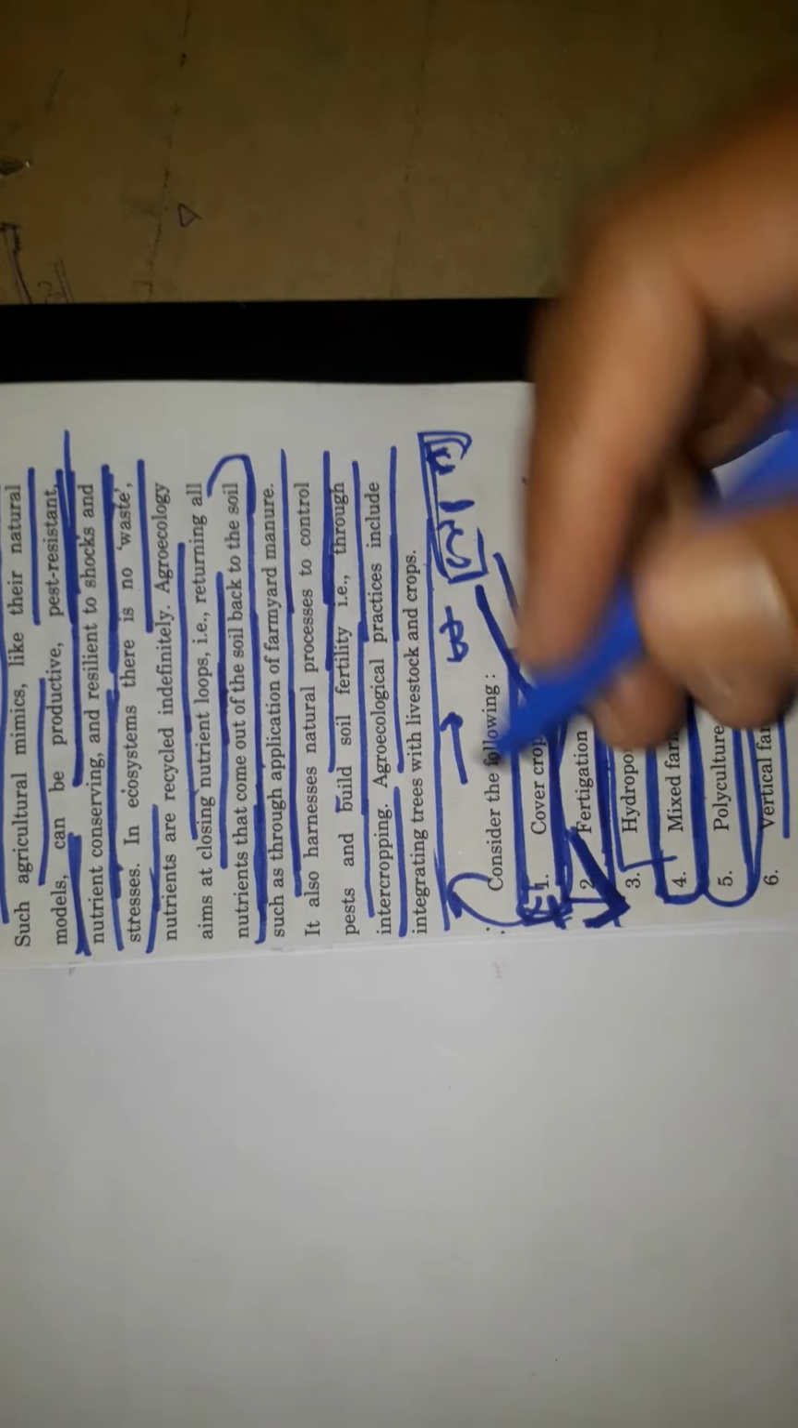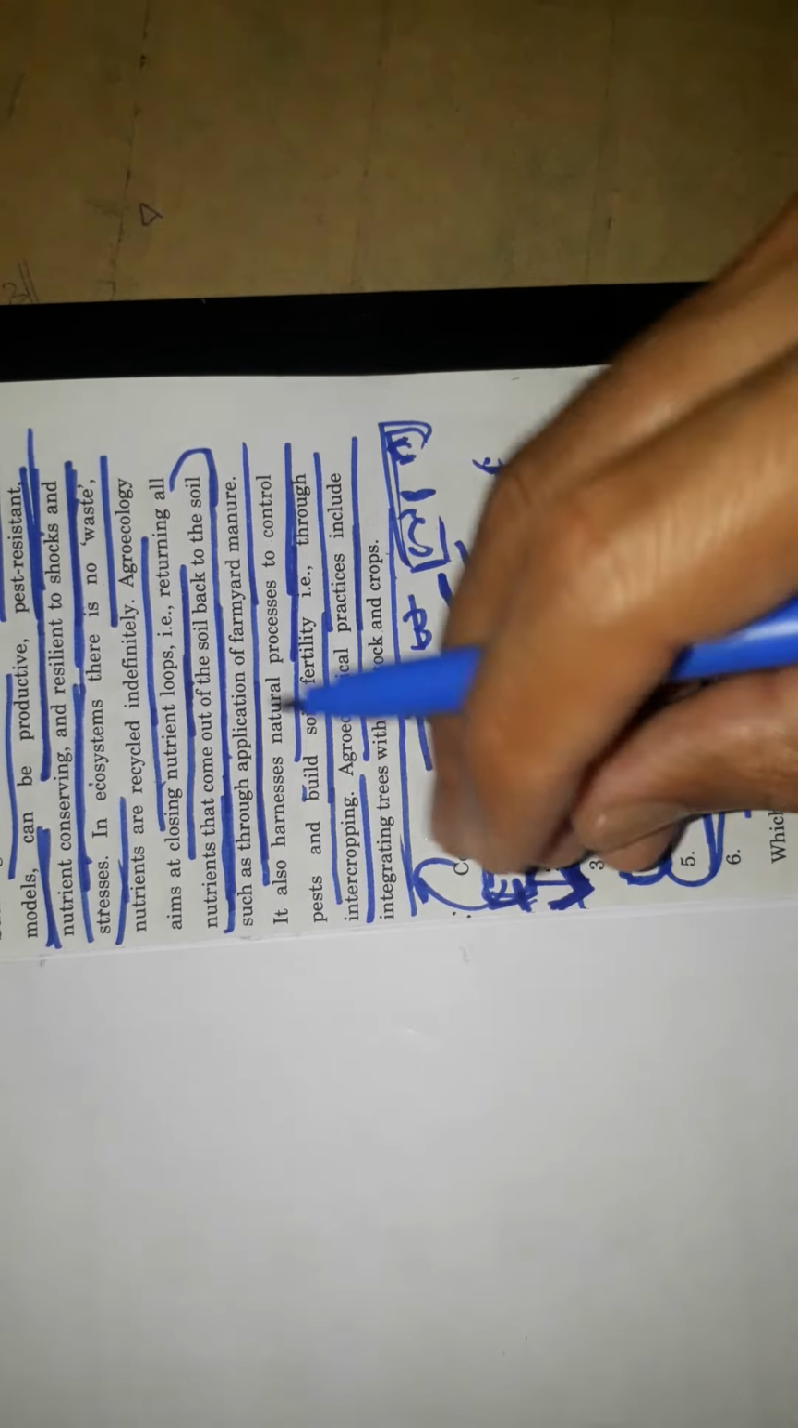And second is fertigation. Fertigation means irrigation plus fertilizer equals fertigation. Fertigation is the application of fertilizer with the irrigation water, meaning the water we have to give to the crops. This is irrigation, and fertilizer for the growing crops, this is equal to fertigation. But this fertigation is not given in the passage.